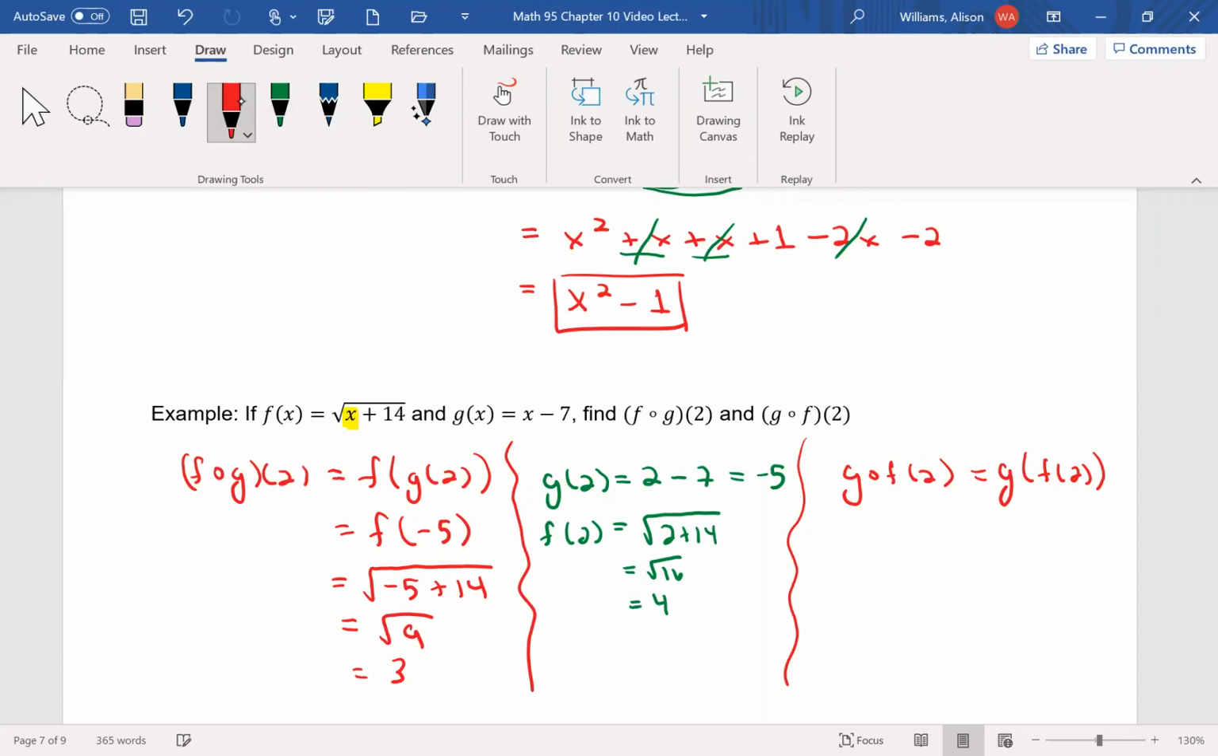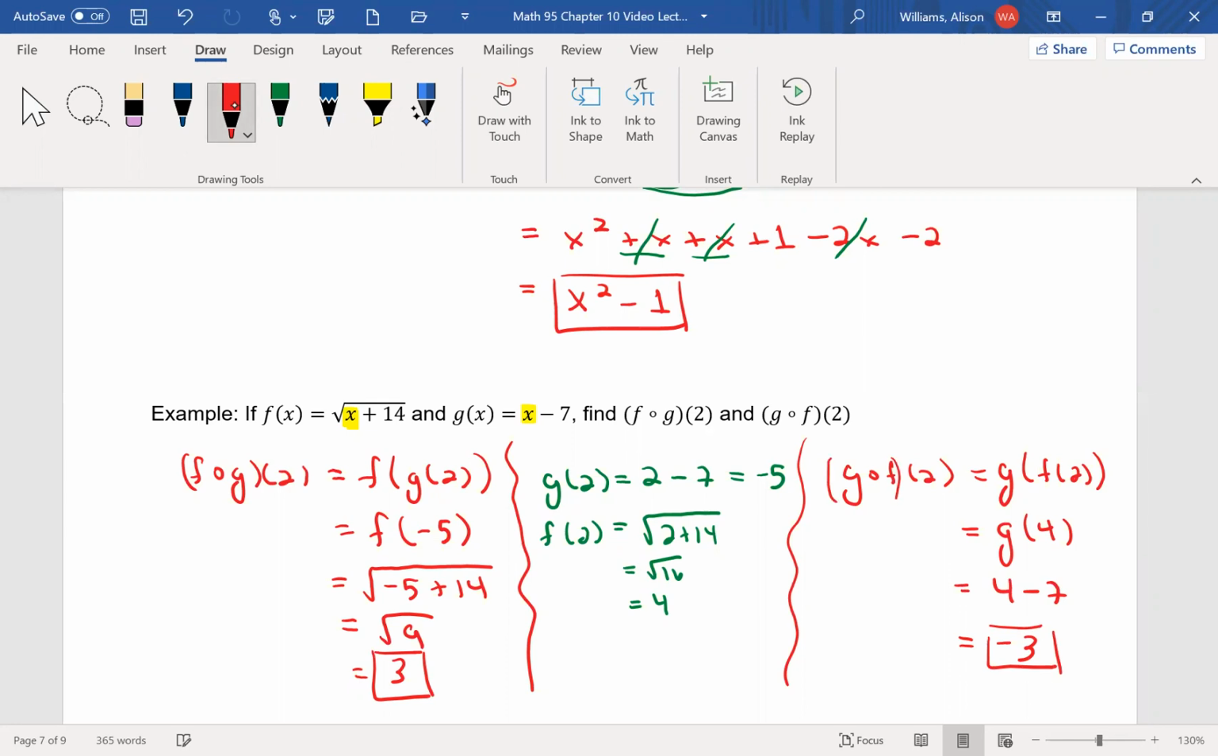So that means I'm going to find g of 4. I'm going to plug 4 into the g function for x. So that will give me 4 minus 7, which is -3. So that's the first one, f composed of g of 2. And then that's the second one, g composed of f of 2.